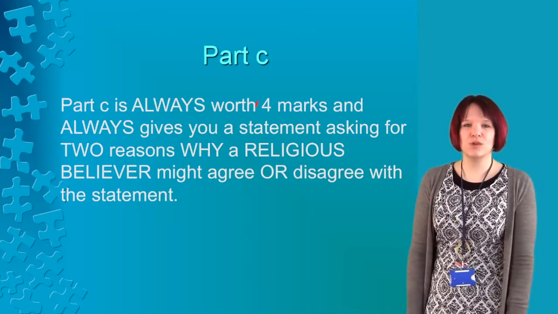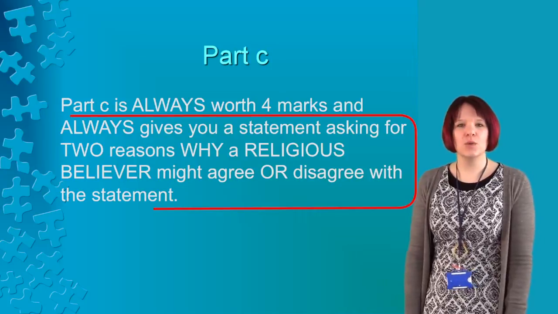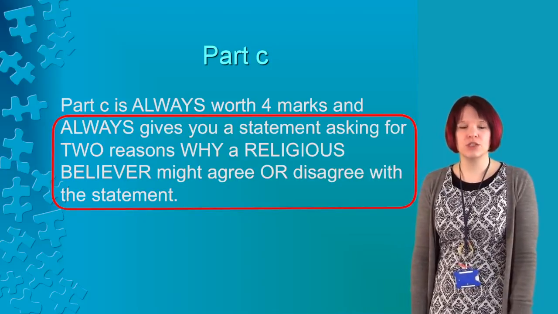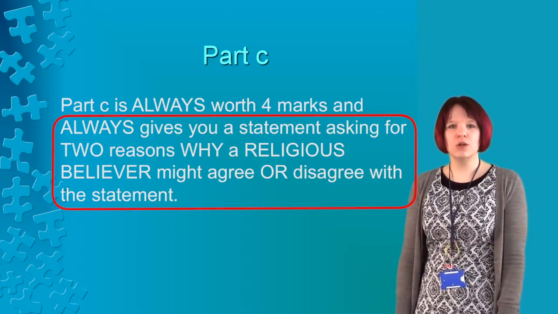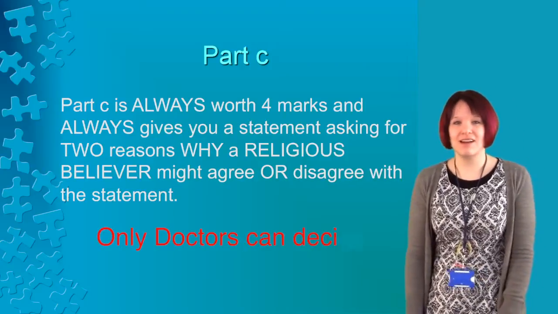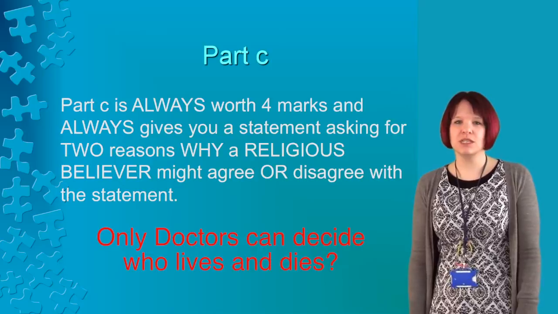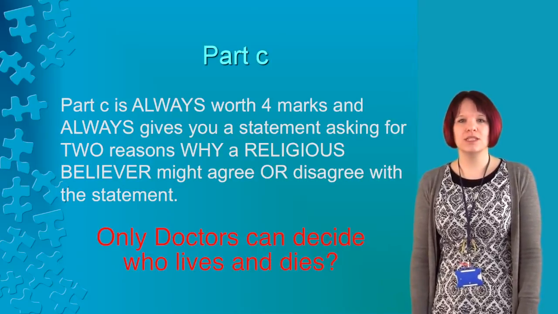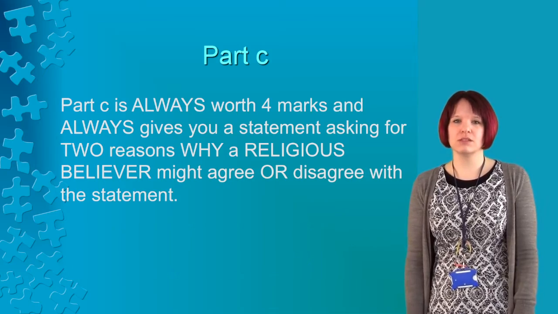Part C is always worth 4 marks. You'll be given a statement and asked to decide whether a religious believer will agree or disagree with the statement. You can give 2 agree, 2 disagree, or 1 from each. For example, only doctors can decide who lives and dies. You will write down whether a Christian or Muslim would agree with this statement. You will need to say what they believe and why they believe it to get full marks.